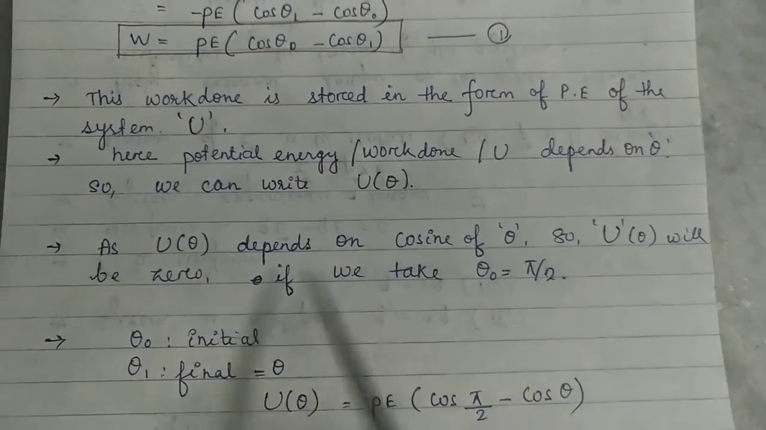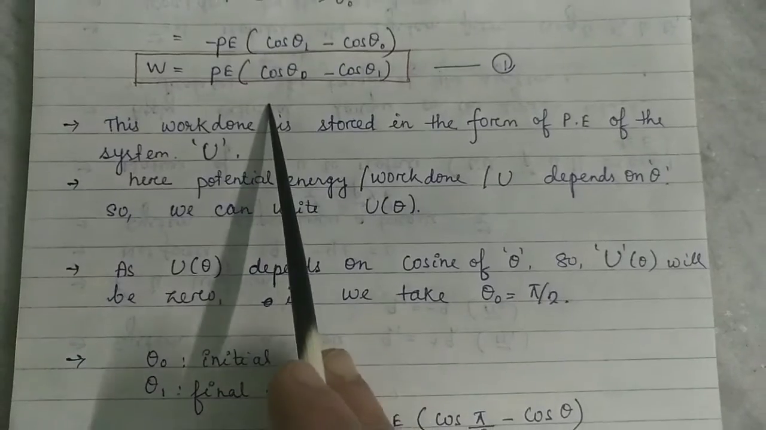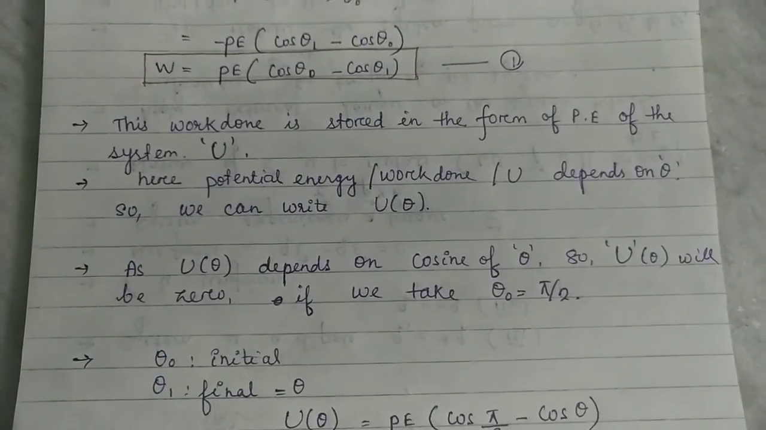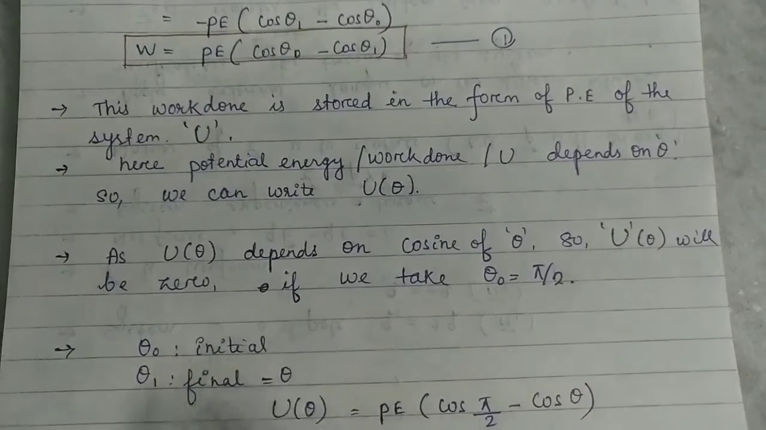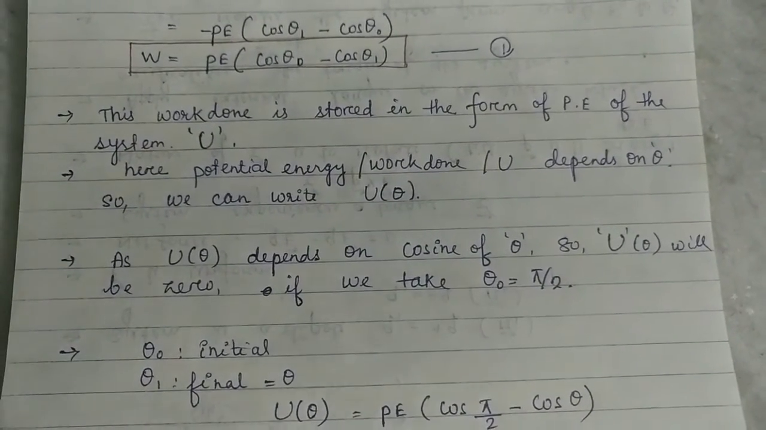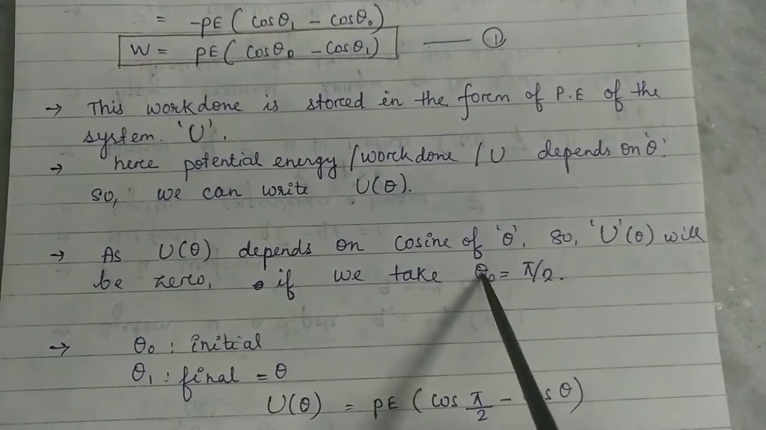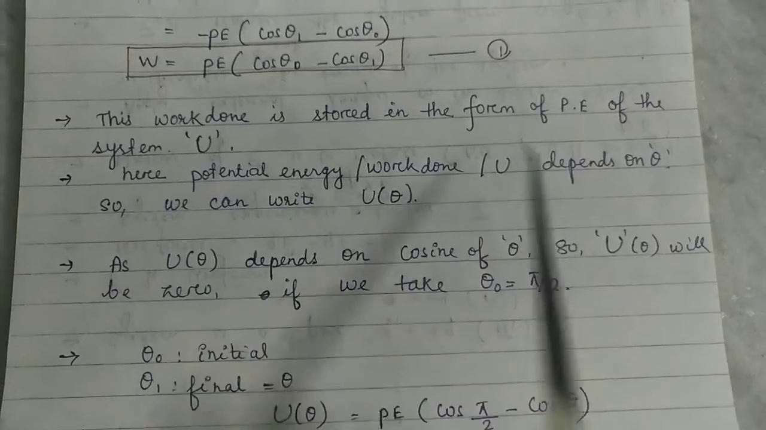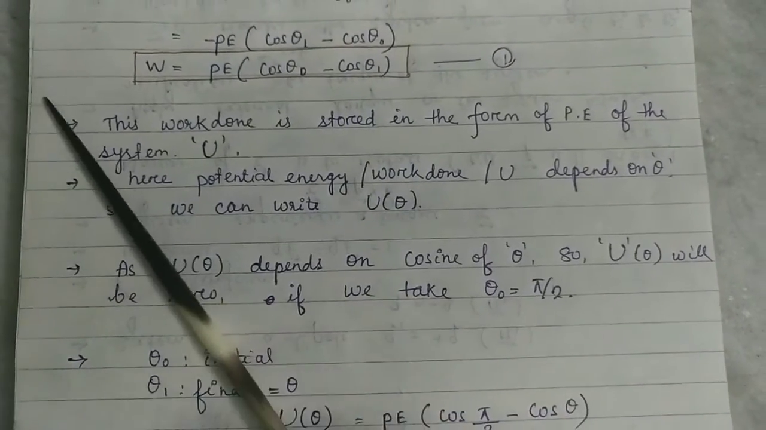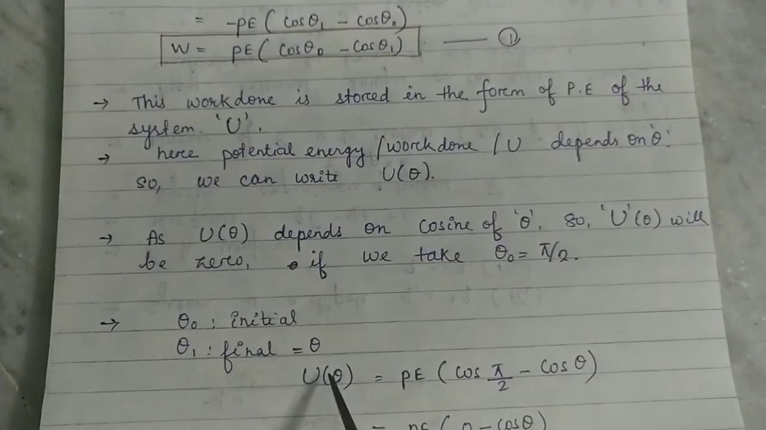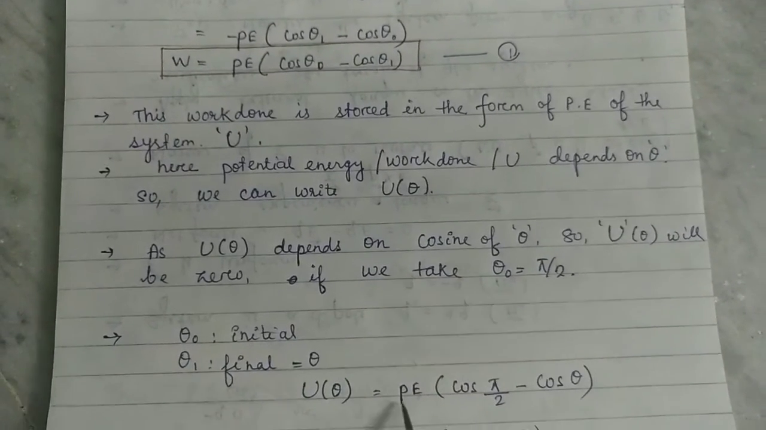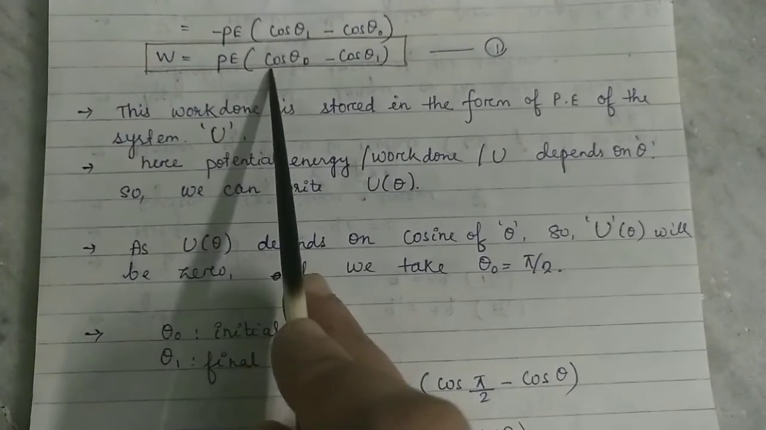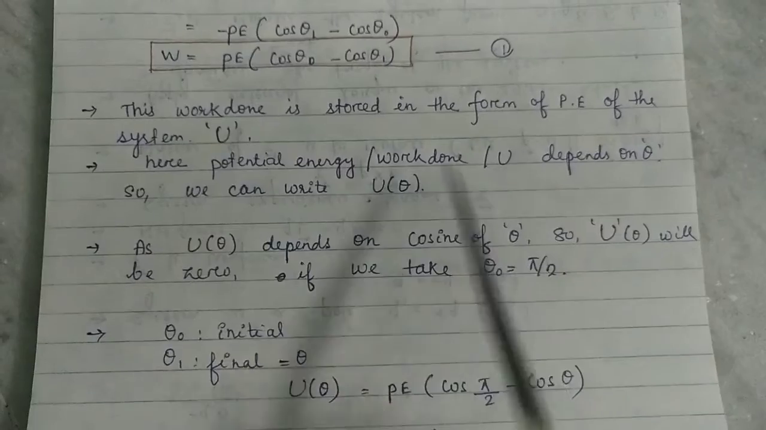So U of theta will be 0 at what point? We know that cos pi by 2 equals 0. So if we start from the angle pi by 2, if we take theta 0 equal to pi by 2, then cos pi by 2 will be 0. So for the potential energy U of theta, in place of theta 0 we'll put pi by 2.